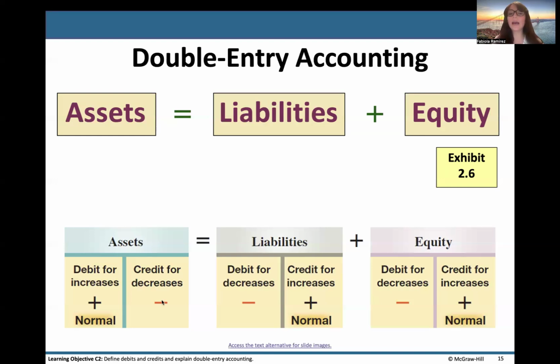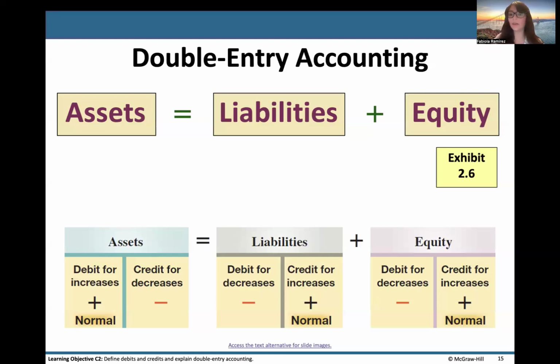Okay, so next we have our liabilities. Liabilities have a normal credit balance. So if you need to increase a liability account, you do so with a credit. If you need to decrease your liability account, you do so with a debit. Moving on to equity, equity has a normal credit balance. So if you need to increase your equity account, you do so with a credit.